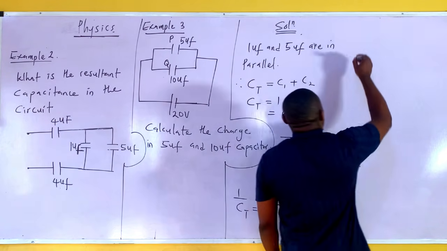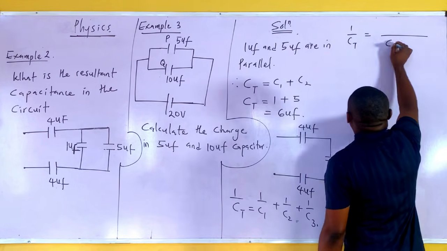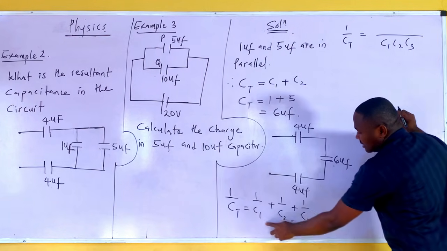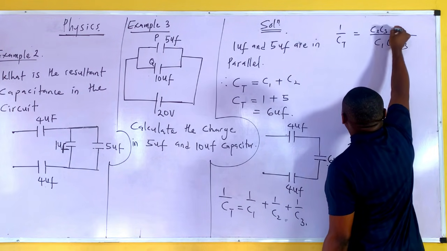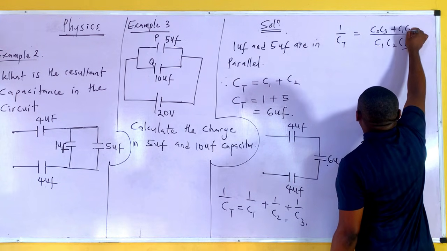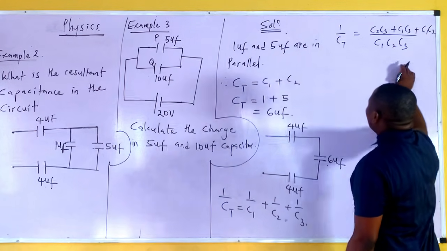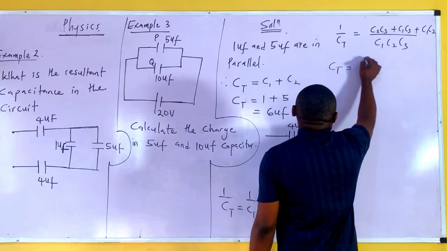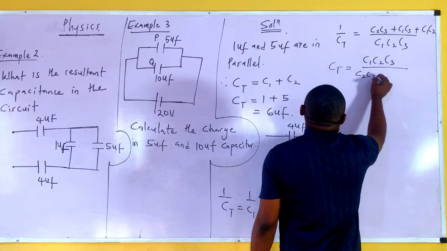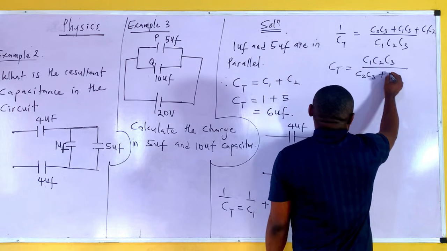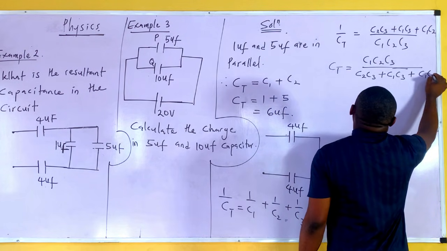Now, how do I do that? I have 1 over C total is equals, the LCM is C1, C2, C3. That's the LCM of this. Then I will now have here to be C2, C3 plus here will be C1, C3 plus here will be C1, C2. So my C total will now be equal C1, C2, C3 over C2, C3 plus C1, C3 plus C1, C2.